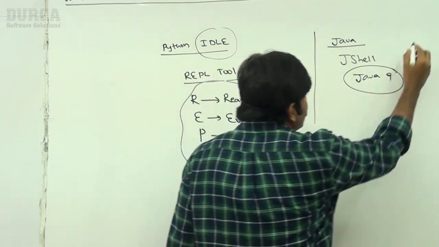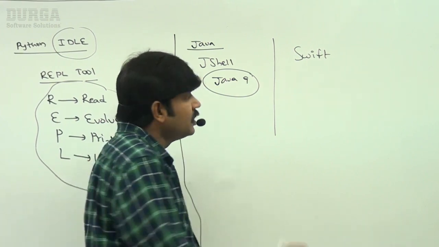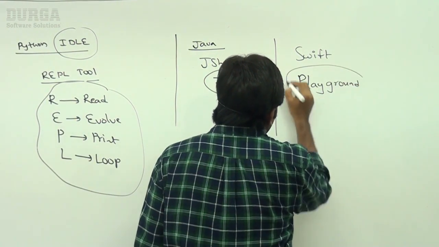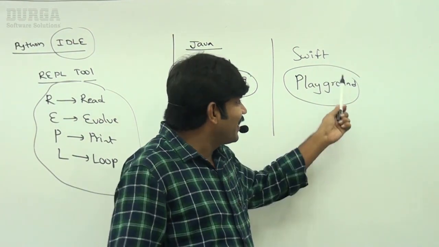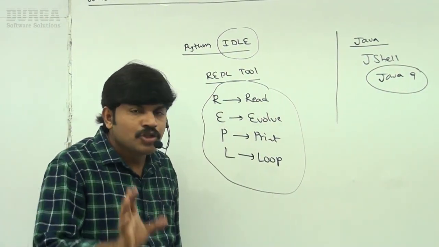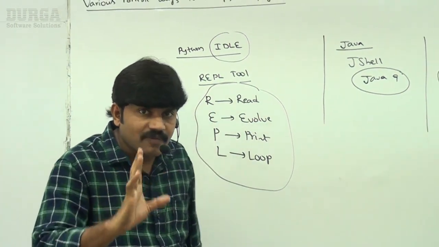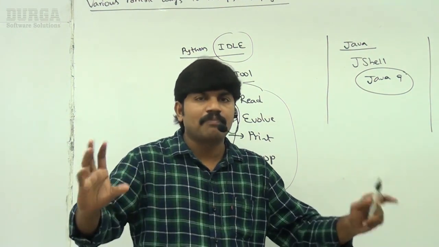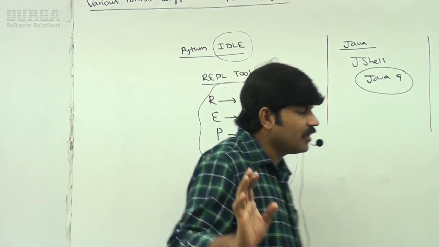Next, if you go for the Swift programming language, iOS Swift, there is a Playground. Are you getting what this is? The Playground REPL tool is available just for kids to play with the syntax. Playground here, JShell there, and in Python, IDLE. But make sure, sir, these REPL tools are meant just to play with the syntax, not for developing applications and so on. First I will show how you can do that, sir. Very simple. Have a look once.